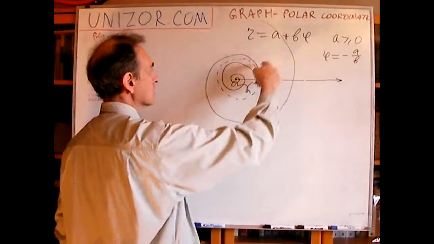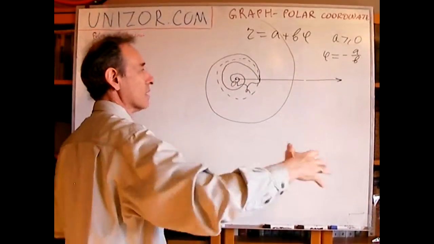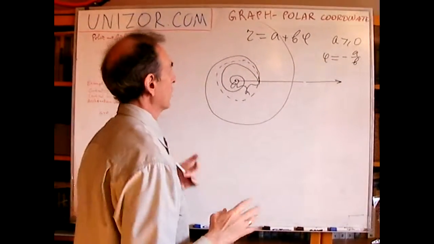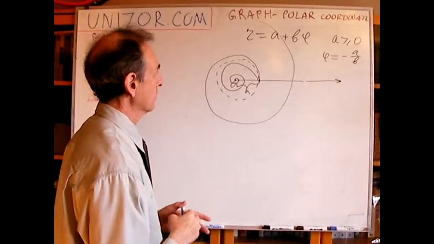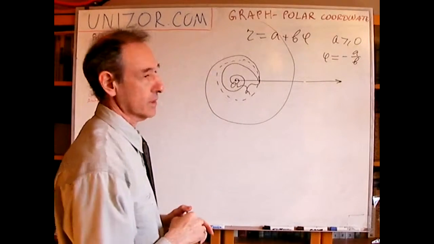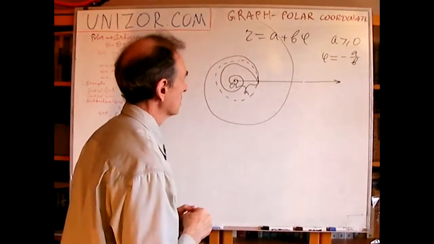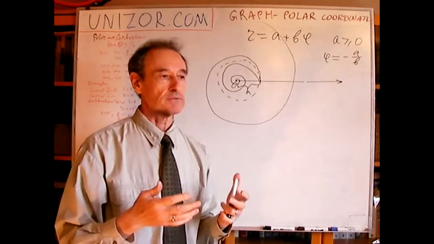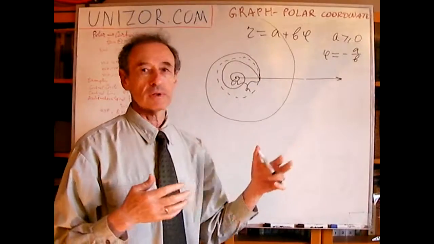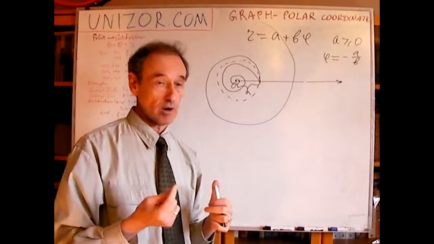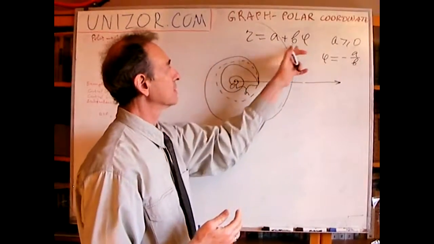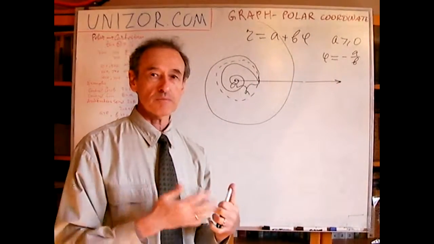If b is positive, it goes outside of the circle bigger and bigger and bigger, and that's to infinity. All right, so that's basically what the Archimedean spiral is. It's just an interesting example of how simply a very complicated curve, and this spiral is a complicated curve, can be expressed in polar coordinates.